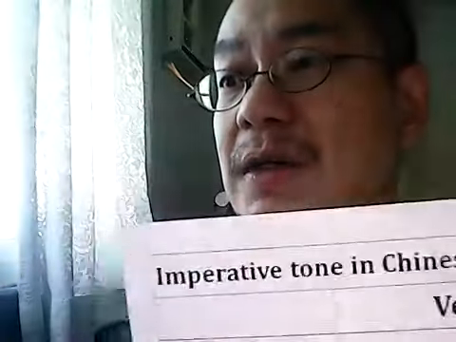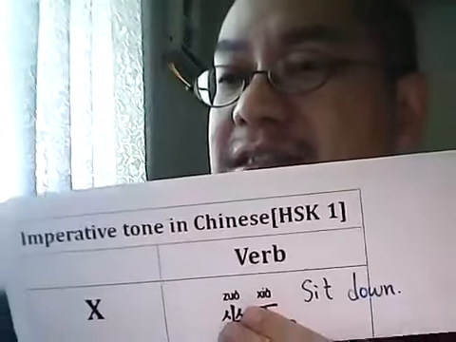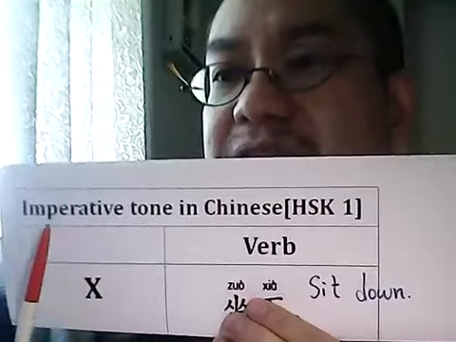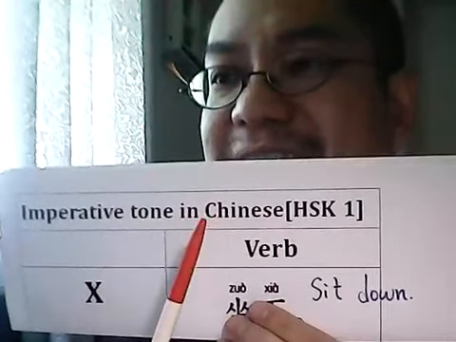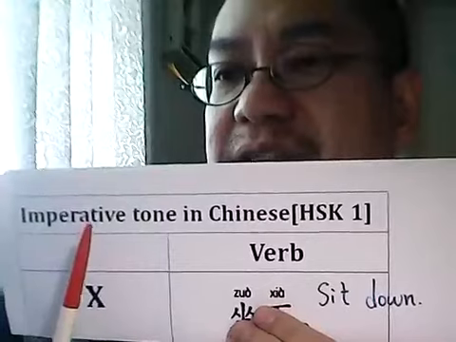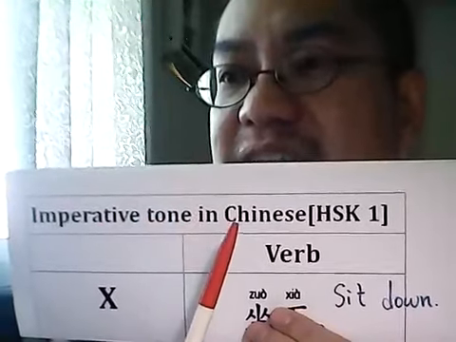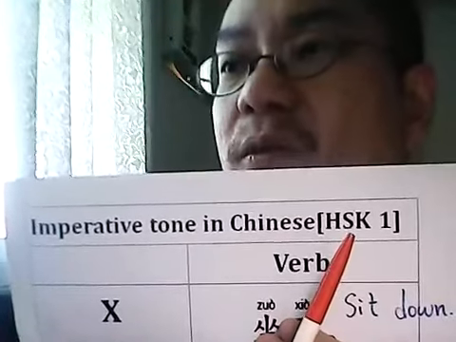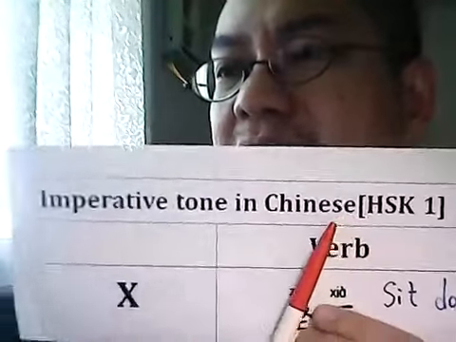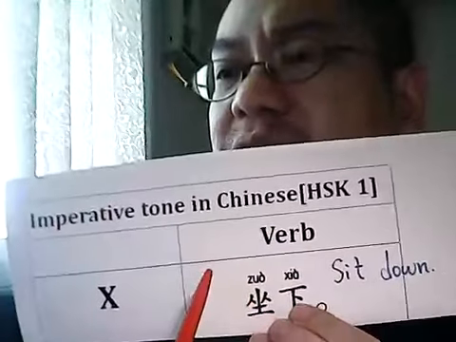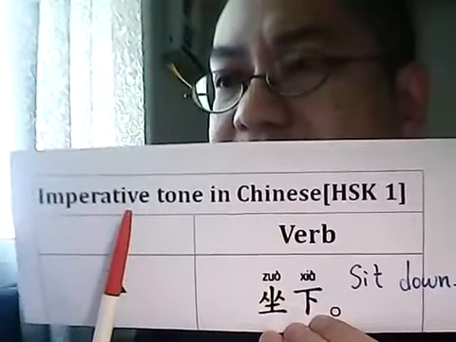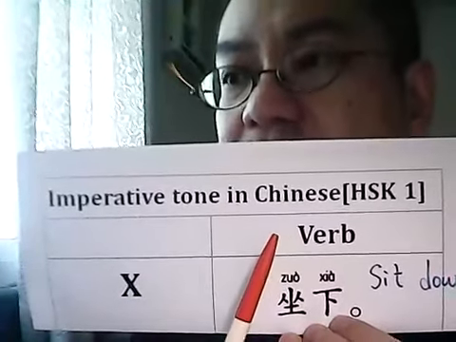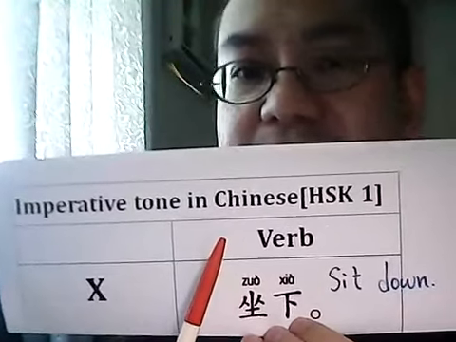So that's the imperative tone in Chinese, and this grammar is in HSK level 1. So how could we use the imperative tone in Chinese? That's very simple. In English, we just use the verb to get started.